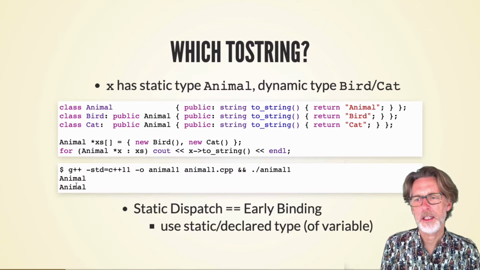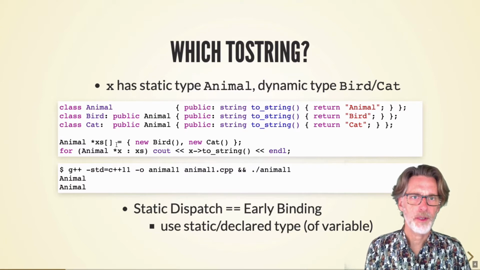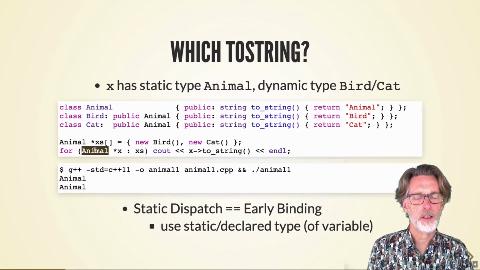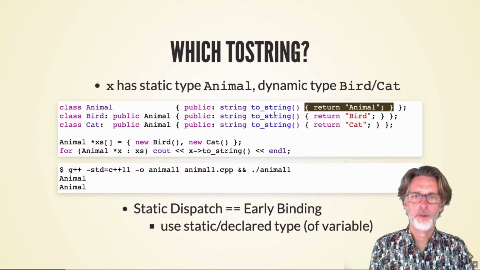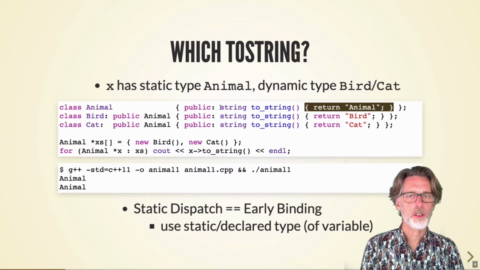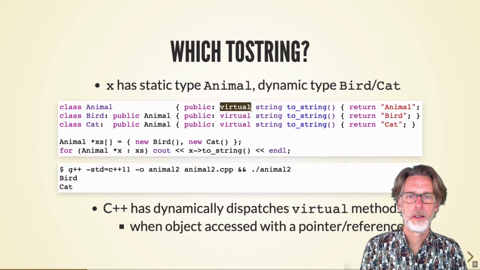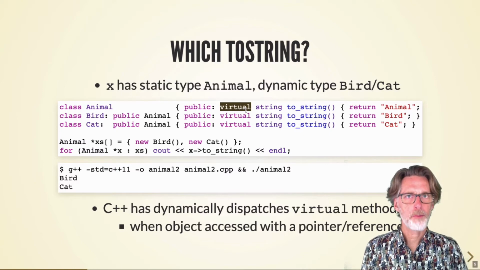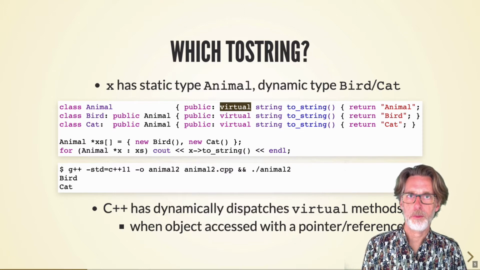What's happening here is static dispatch. That means that the method that's being invoked here is being chosen based on the type of the variable x. So since x is a pointer to an animal, C++ invokes the toString method of the animal class. You can get dynamic dispatch in C++, of course, but it's not the default. In order to get this in C++, you need to add the keyword virtual to this method. And when you access a virtual method through a pointer or reference, you'll get dynamic dispatch in C++.